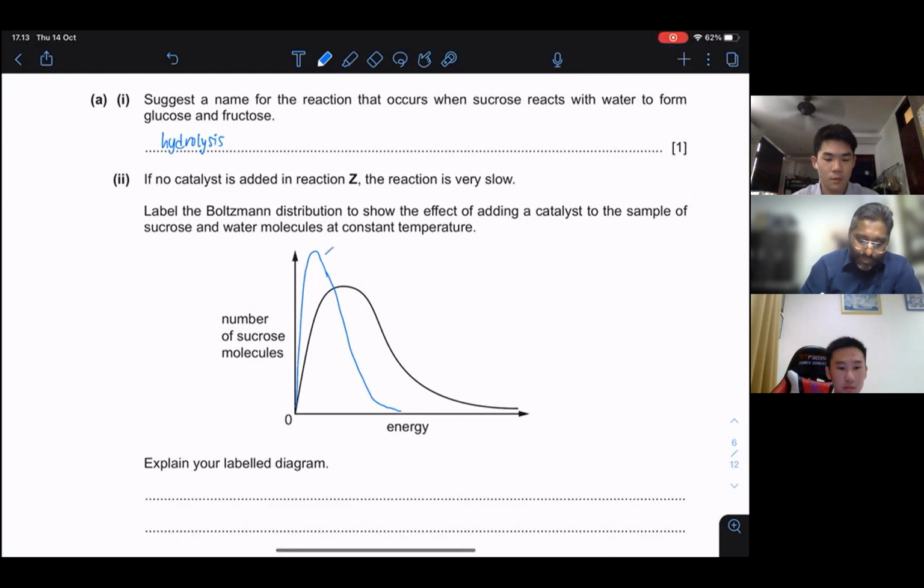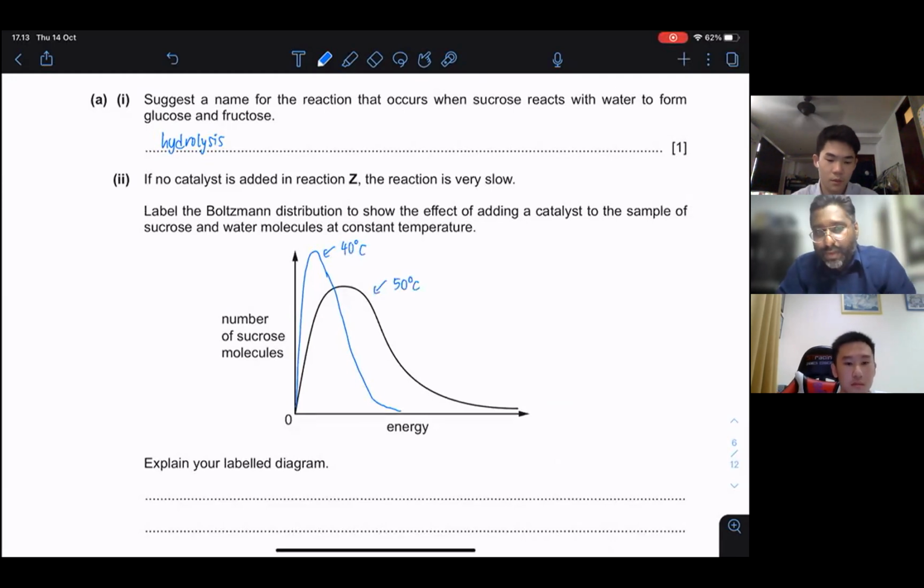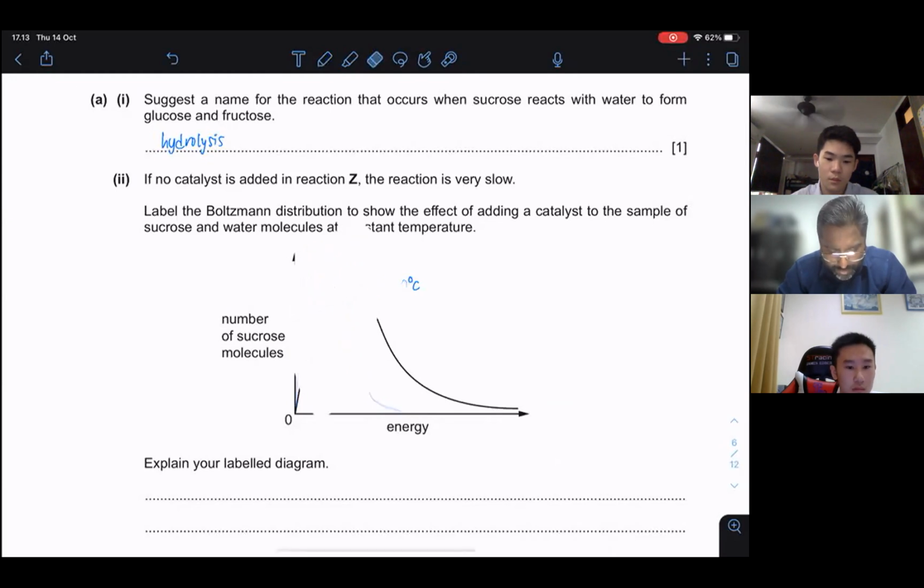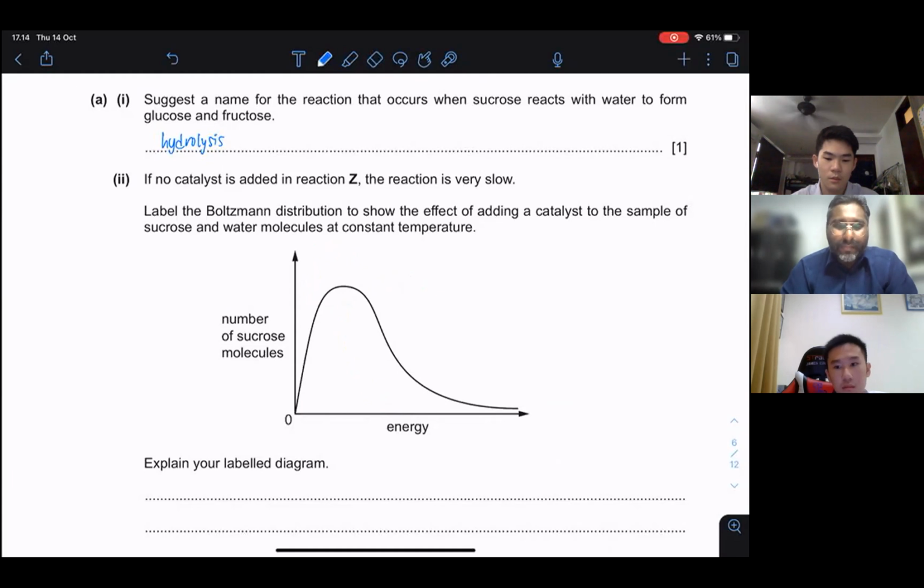So it means this one is going to be maybe 40 degrees. This is going to be maybe 50 degrees. I want you to remember that. But this one, when they say adding catalyst, it doesn't change the shape of the graph. Catalysts don't change the energy. But what they will do, they provide an alternative pathway with lower activation energy.